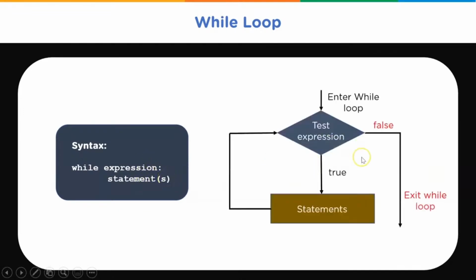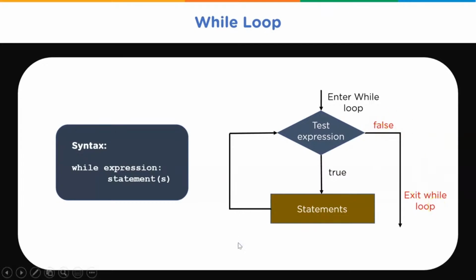Now on the right side you can see the flow chart to show all the steps to execute a while loop. So you can see here we have the test expression. If the test expression evaluates to true, then we execute the statements that are present inside the while block. But if the condition is false, we will exit out of the while loop.